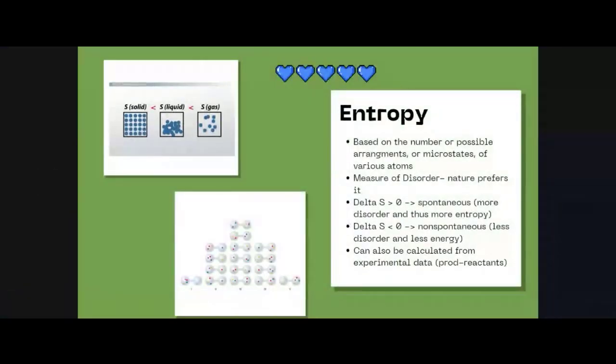Next, we have entropy. Entropy is based on the number of possible arrangements or microstates of various atoms. So it's a measure of disorder, essentially.